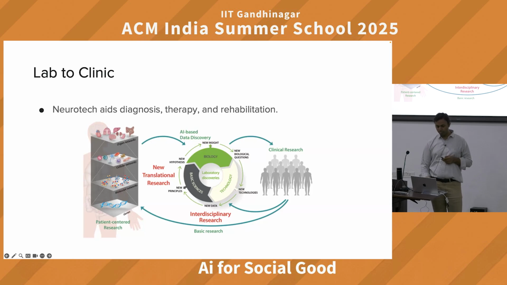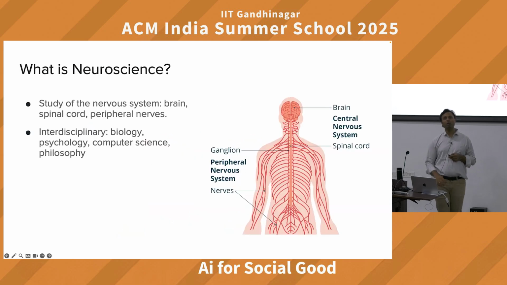So now I've kind of established the applications. I would like to go behind and ask the question, what is neuroscience? How many of you know what it is? Neuroscience is the study of the nervous system: brain, spinal cord, peripheral nerves. So the central nervous system is composed of the brain and the spinal cord, and the peripheral nervous system on the sides is composed of these nerves, ganglia, etc.